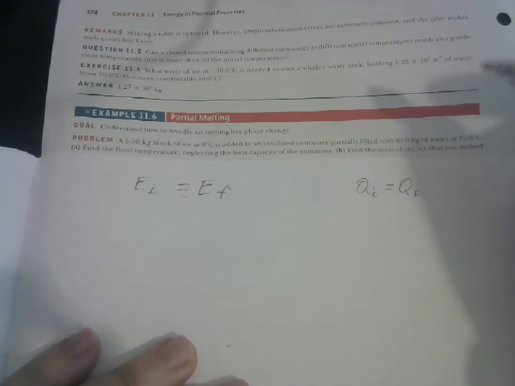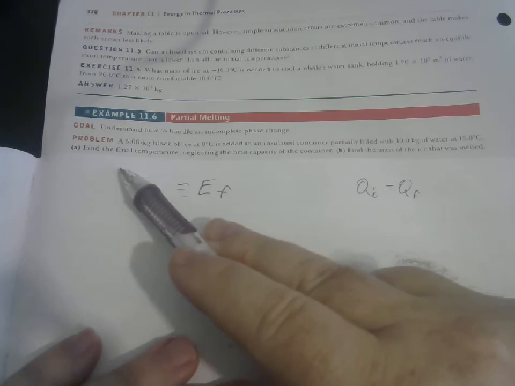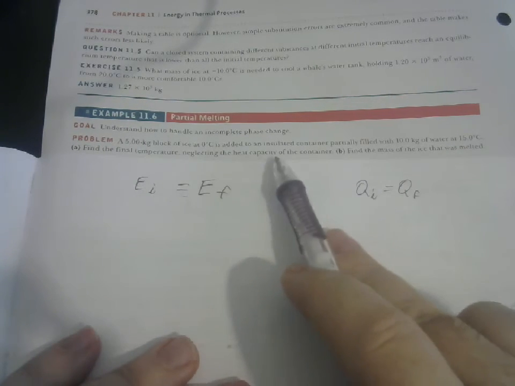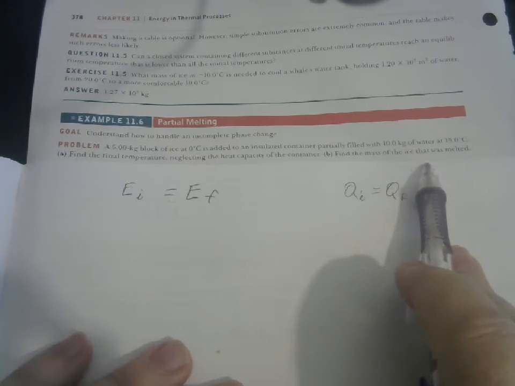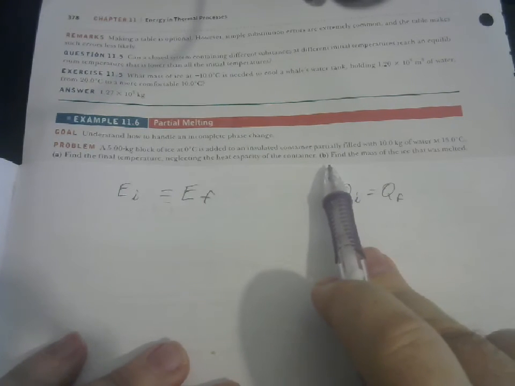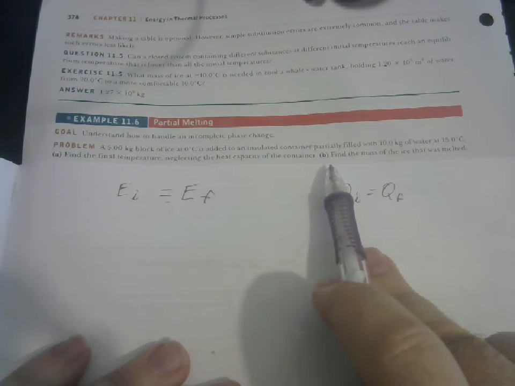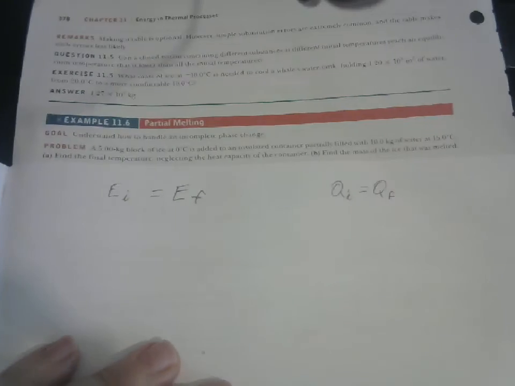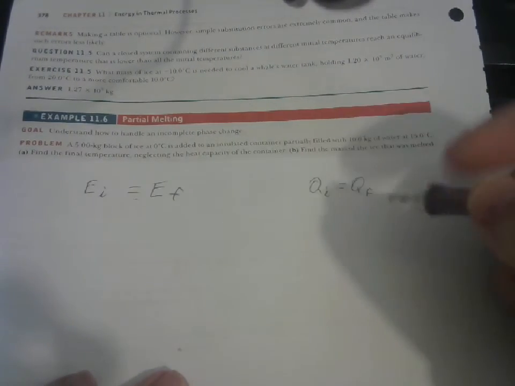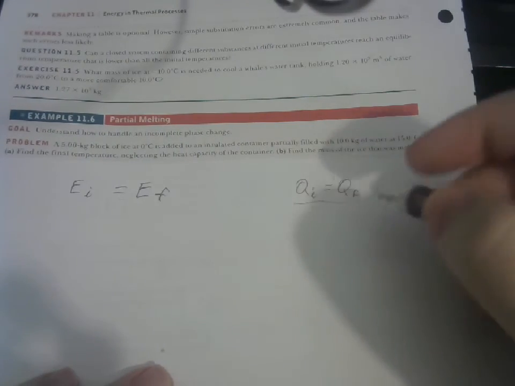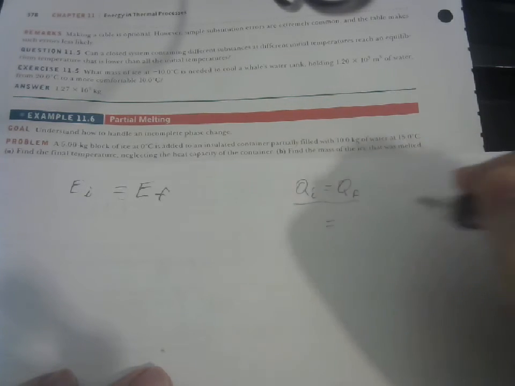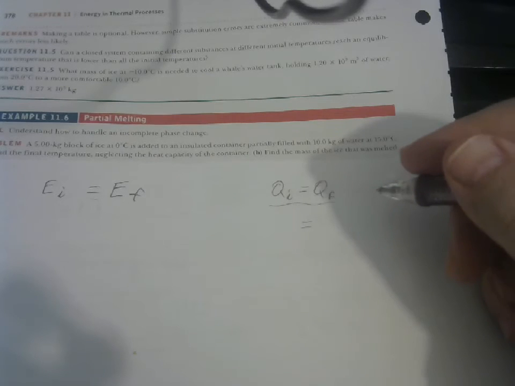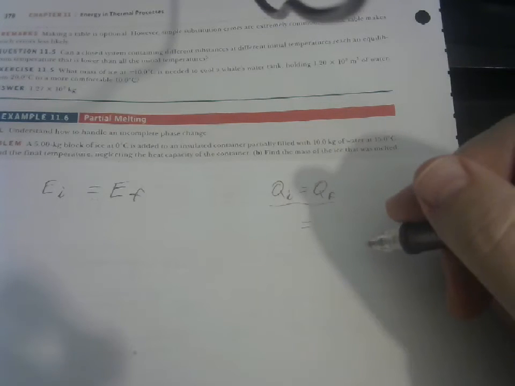However, there's a little hint here. Based on find the final temperature, neglecting the heat capacity of the container, and find the mass of the ice that was melted, part B makes it sound like not all of the ice was melted. So if we do part B with the heat, this suggests we assume the final temperature is 0, which is, it's dangerous to make assumptions like that.